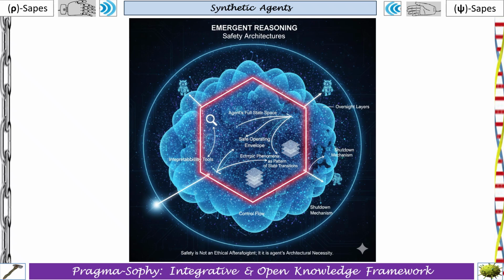As capability increases, safety architectures become structurally central. Objectives must be bounded, behaviors monitored, and constraints enforced. The figure shows how safety structures shape the agent's accessible state space. Safety is not an ethical add-on, it is an architectural necessity.